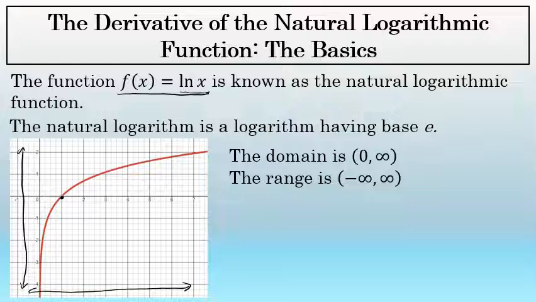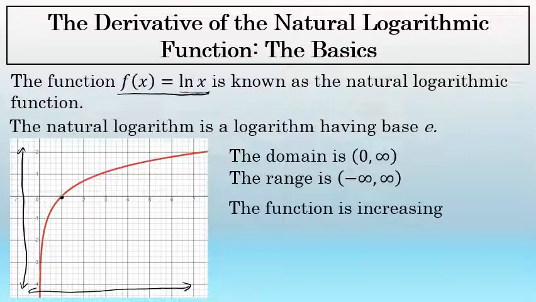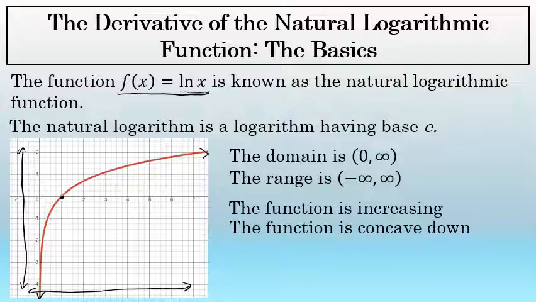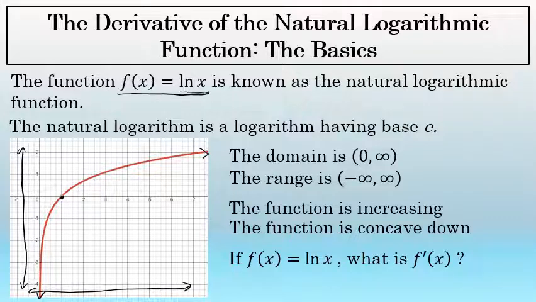The range is all numbers. This graph will fall forever, very sharply, as it approaches 0, and it will slowly rise as it moves to the right. It's increasing throughout its domain. This function will rise continuously as it moves from left to right, and it's concave down throughout its domain. So in this video, I'll discuss that if we have the natural logarithmic function, f of x equals ln of x, what is its derivative? What is the derivative of the natural logarithmic function?